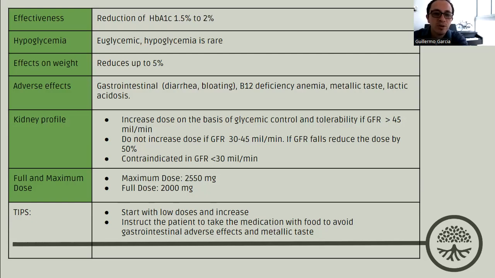The maximum dose of metformin is 2,550 milligrams, but the full dose is 2,000 milligrams. As tips, start with low doses and increase weekly, and instruct the patient to take the medication with food to avoid gastrointestinal adverse effects and metallic taste.